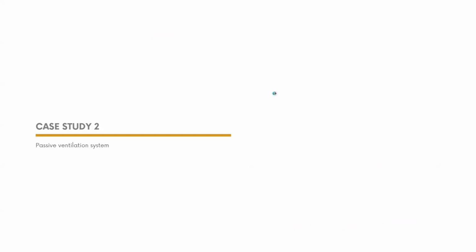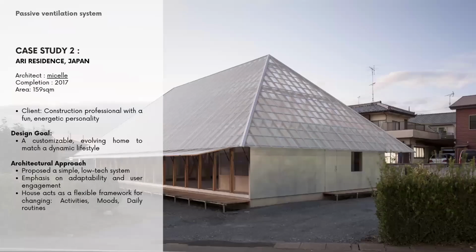So for the next case study, I'll focus more on the passive ventilation system. This case study is the RE Residence by Michelle. The design goal was to create a customizable, evolving home, matching a dynamic lifestyle. They wanted something simple and low tech that can adapt to any climate, any user, and any activities they want.